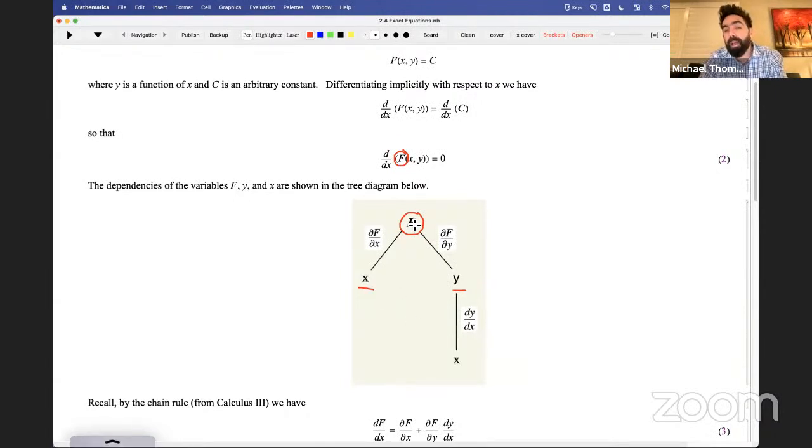So in this case, we've got an x and a y. So I'll write my tree diagram like so. And x is going to stop right there. However, remember, y is actually dependent on x, right? So it's implicitly dependent on x. So what I'll do is I'll draw a little arrow below that down to x.